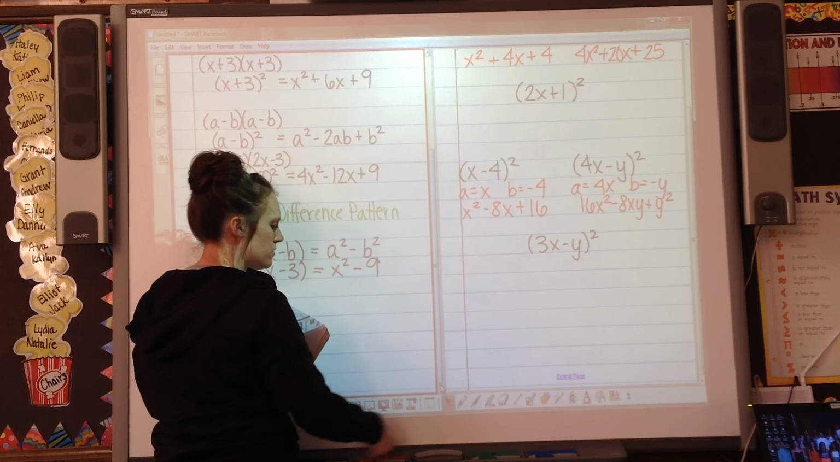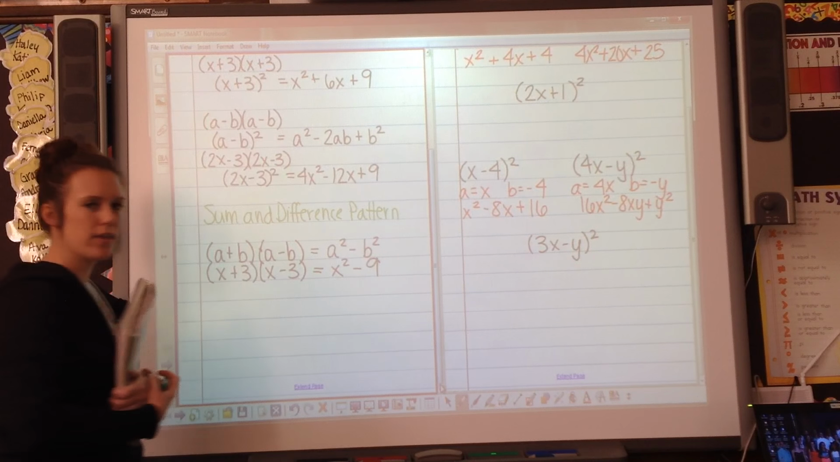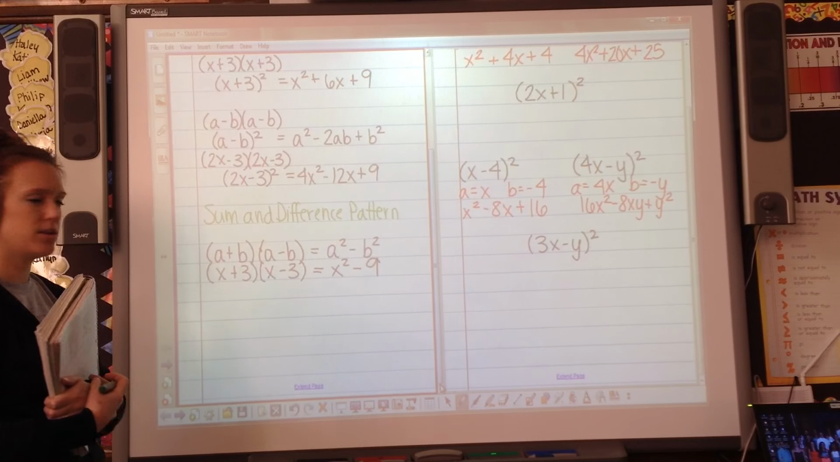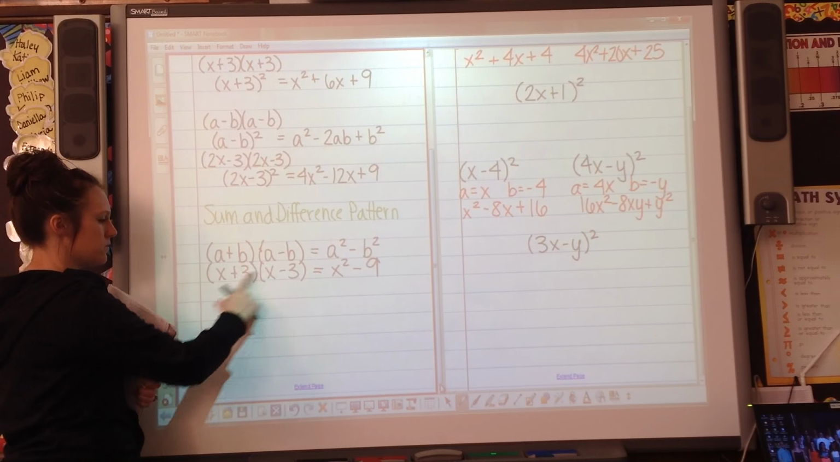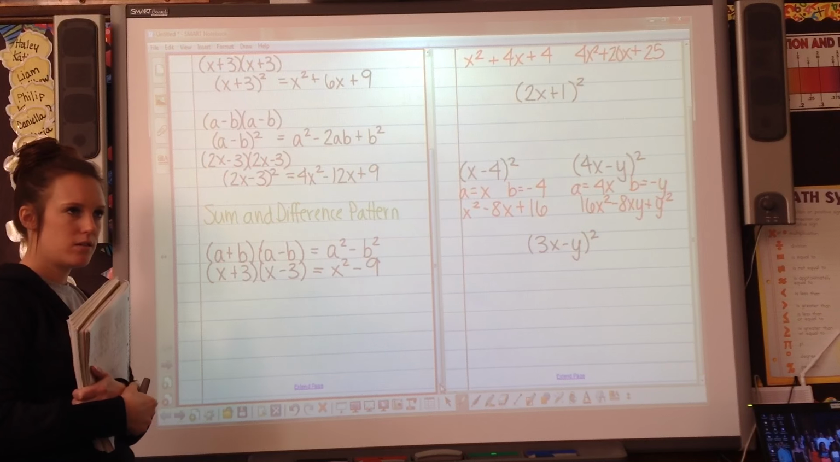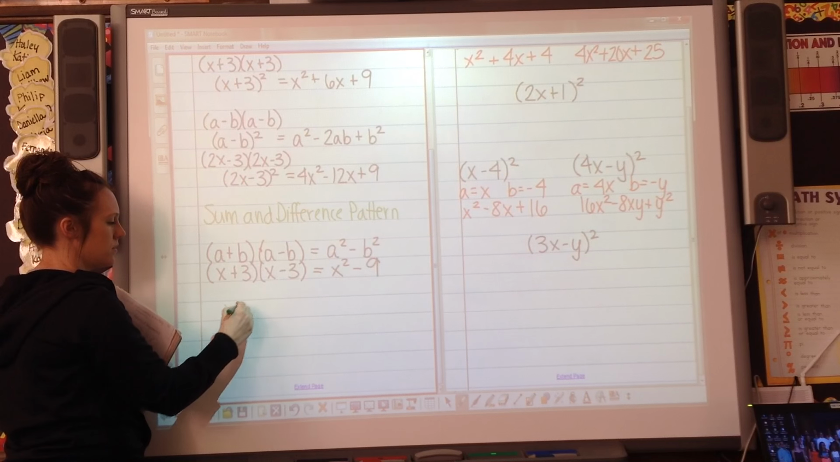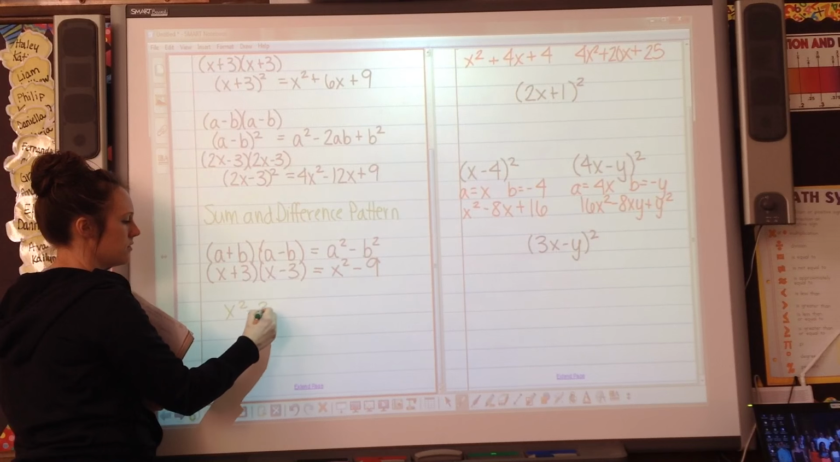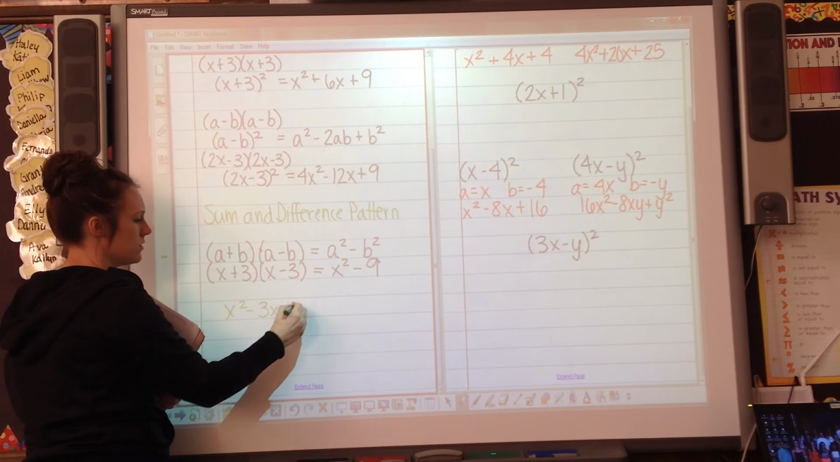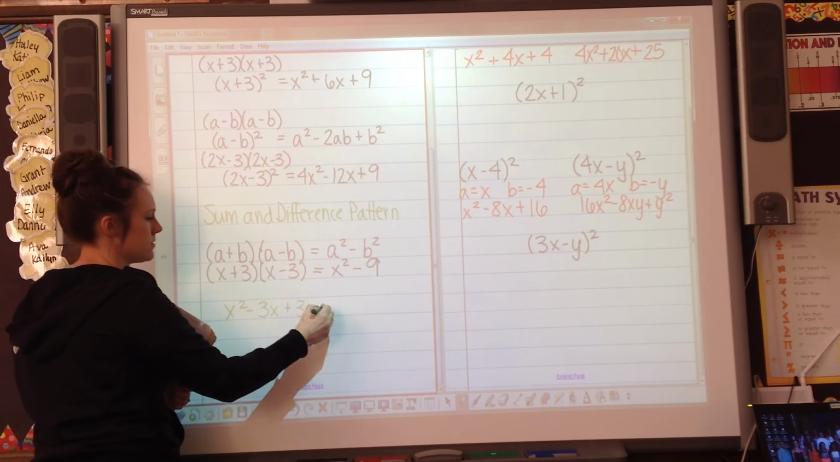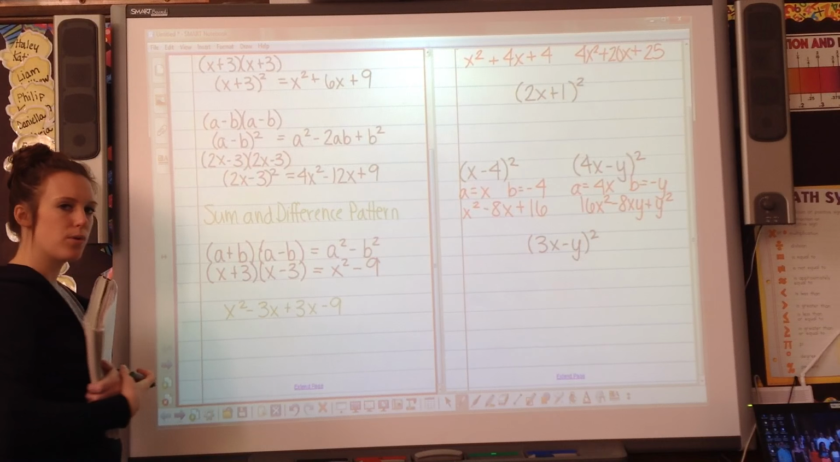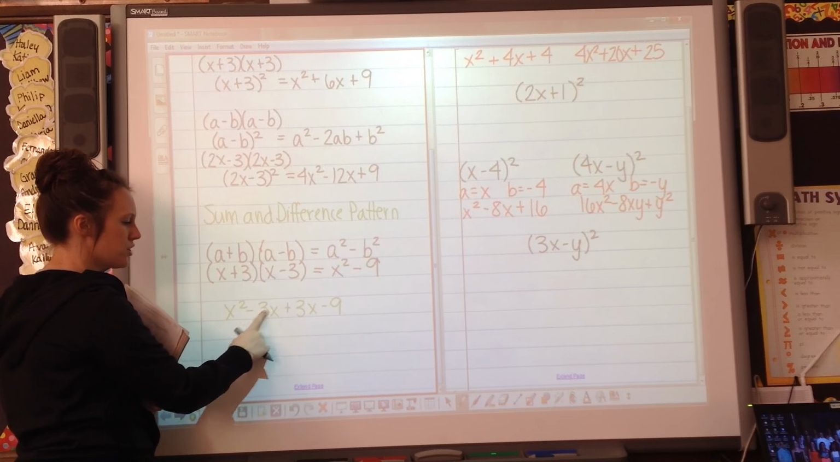Okay. I do want to show you something. I want to show you why there's no middle term, and I'm going to do that by solving this the FOIL method. It would be nice to have this down in your notes. So firsts, outers, innards, lasts. Do you see when I use FOIL, these two terms cancel out.